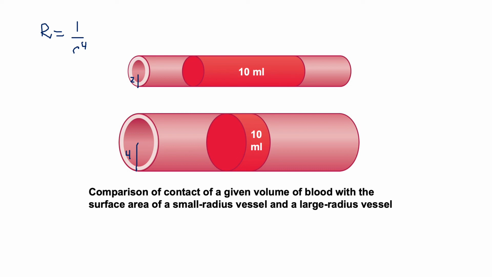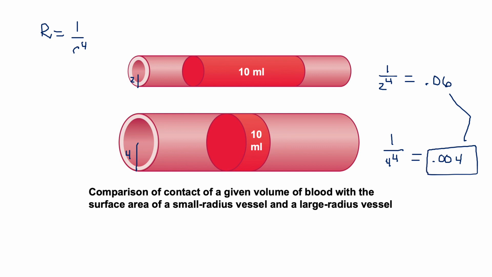Well, if we do the math here, we got 1 over 2 to the 4th. So that'll be our resistance for the first vessel. And if we calculate that out, we'll get 0.06. And do the math for our second vessel here, we have 1 over 4 to the 4th. Okay, and with that, we get 0.004. These are our two values for resistance. And you can see with that larger radius, the resistance is much lower.